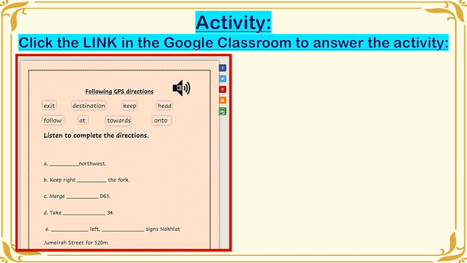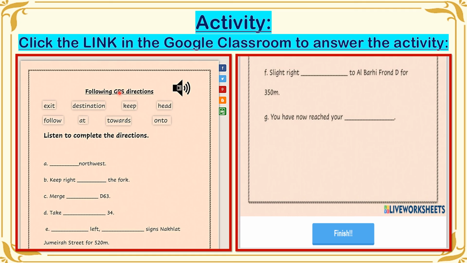Now class, for your activity, just click the link in the Google Classroom to answer the activity, but it looks like this. Following GPS direction, you have to play and listen to the sound to complete the directions. After you answer letter A to G, click finish, click check my answer, screenshot your score, write your name, and upload it in the social studies album in your Line group. Good luck everyone!